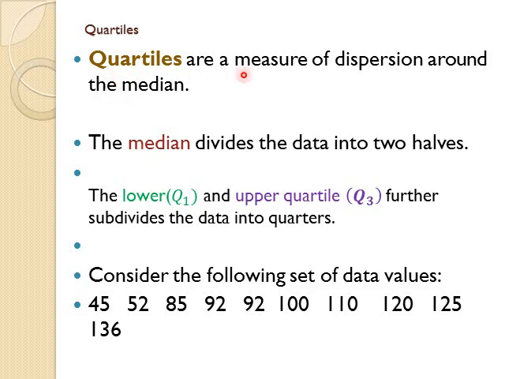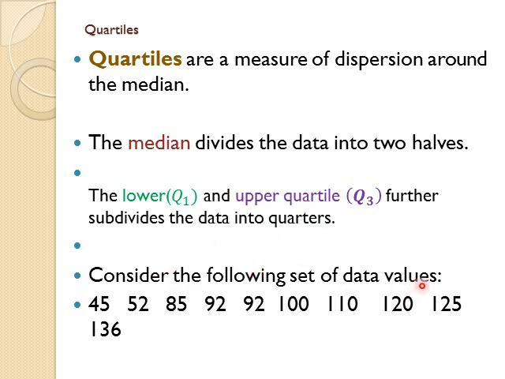So quartiles, we've done it in the previous box and whisker. Just to refresh, our measure of dispersion around the median. Remember, the median divides the data into two halves. The lower quartile, or quartile 1, and upper quartile, quartile 3, further subdivides the data into quarters.